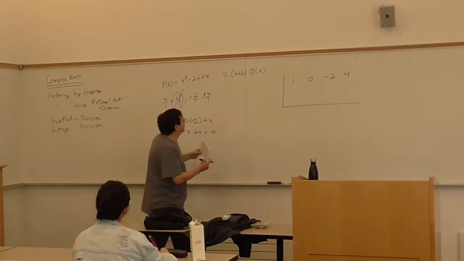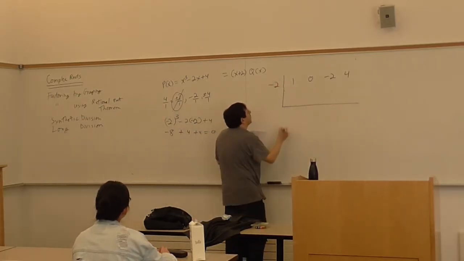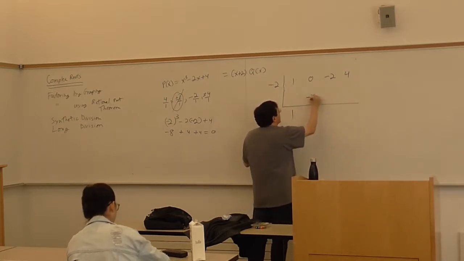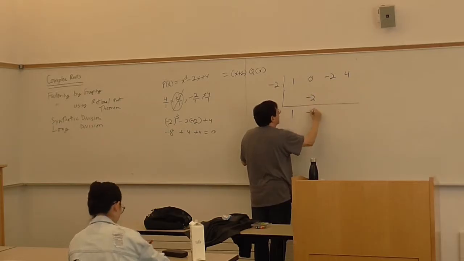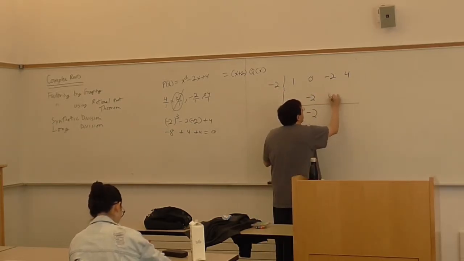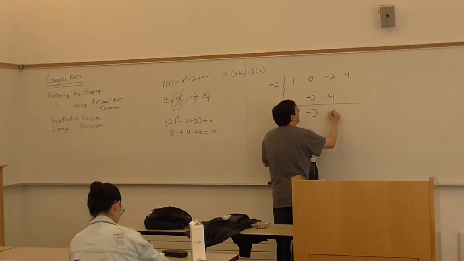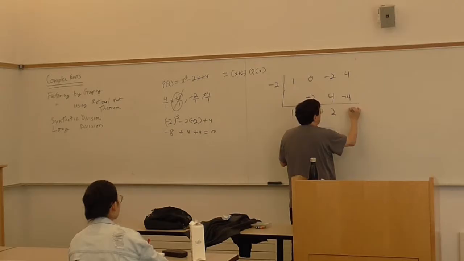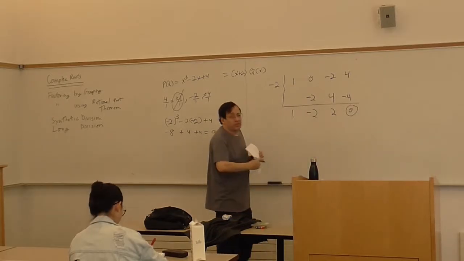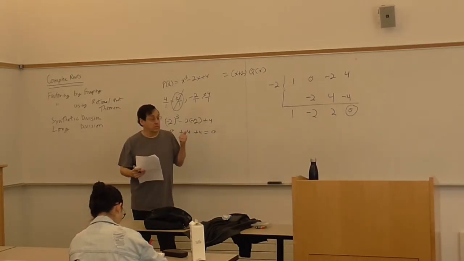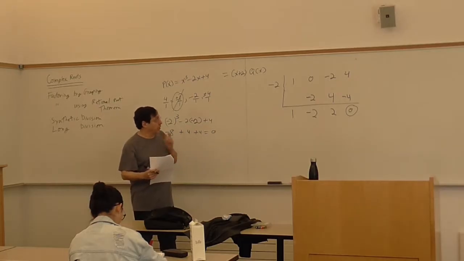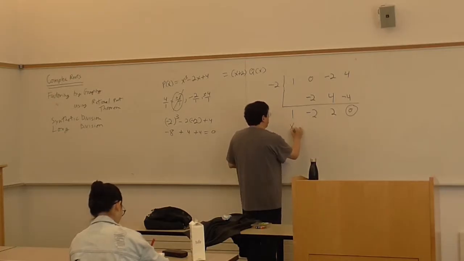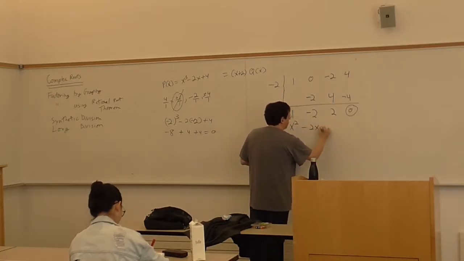Okay, so what was our root? It was minus 2. All right. Bring one down, multiply, add, multiply, add, multiply. Okay, and make sure you get 0, because if you don't get 0, either the root's wrong or your synthetic division is wrong. And this tells me that this q of x is going to be x squared minus 2x plus 2.